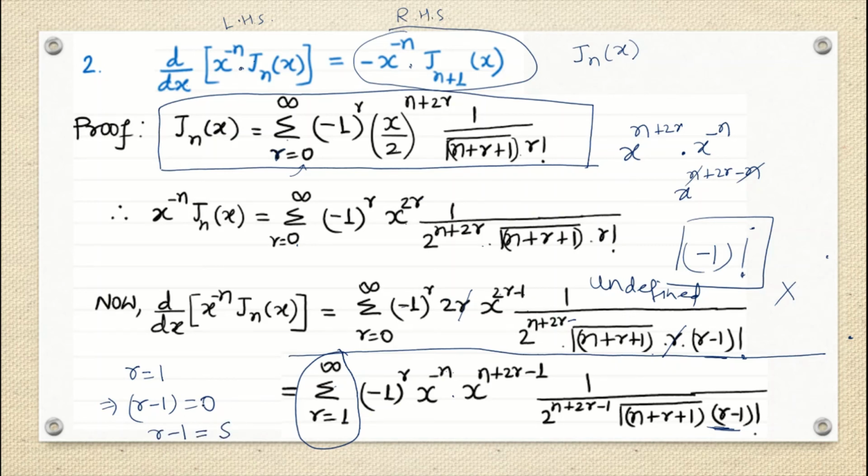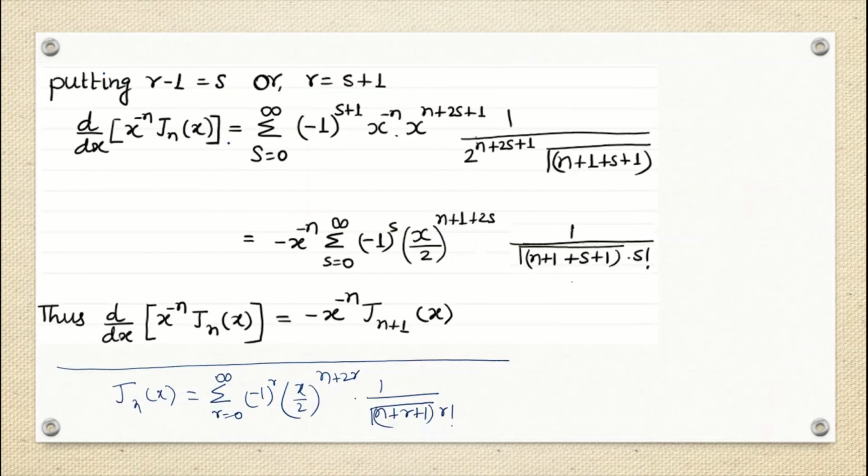Okay, so the solution here is that I am going to start this summation from some other variable, say called s, and then s will start from 0 to infinity. That means I am putting r minus 1 as s, so r is nothing but s plus 1.